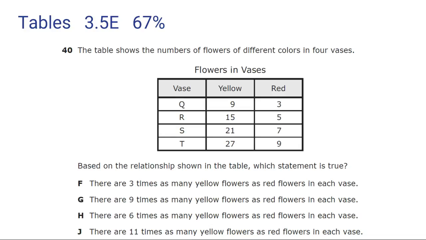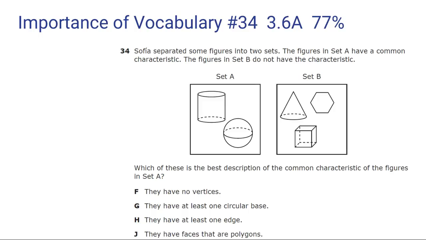There was more use of tables on this STAAR test. And vocabulary, of course, is so important. Terms such as characteristics, vertices, base, edge, polygons.